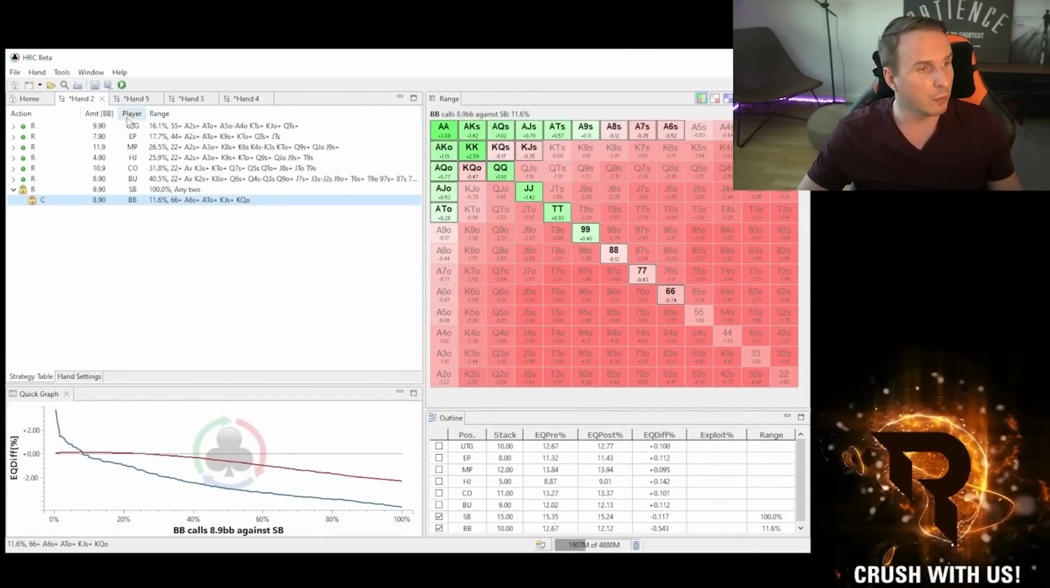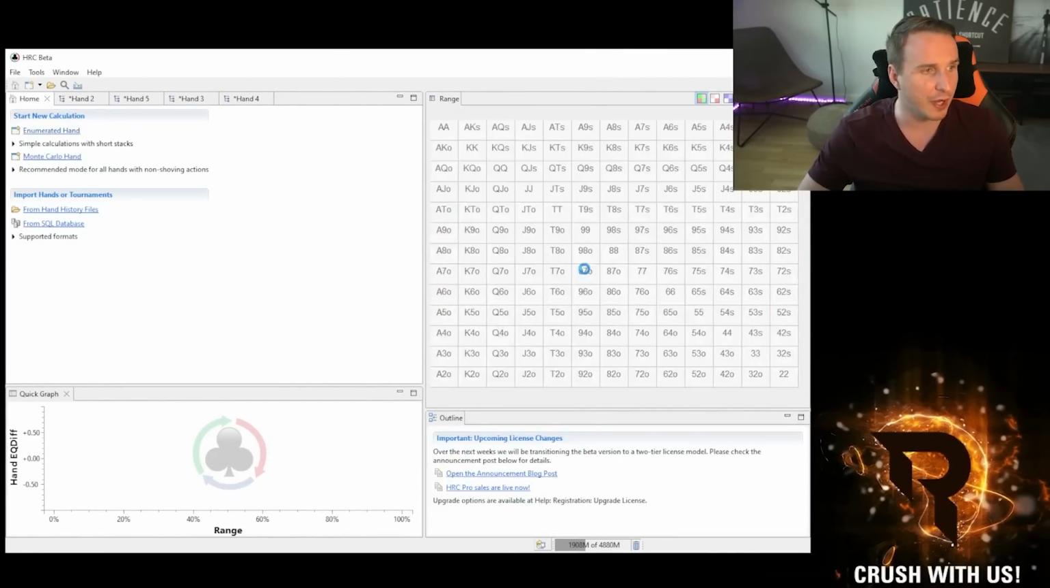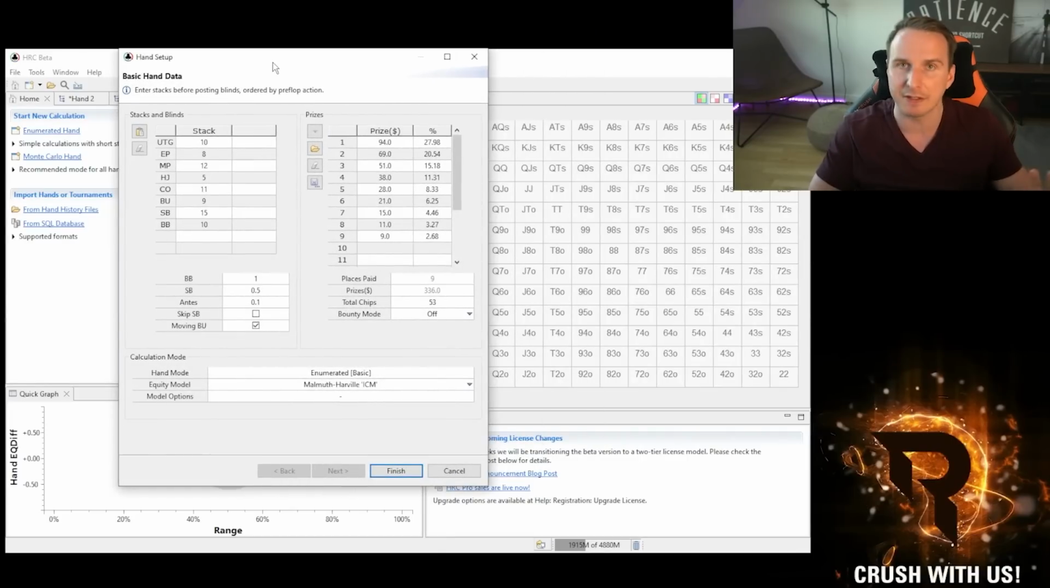So here we have a common situation on a final table. I'm taking a final table situation just for the sake of simplicity.